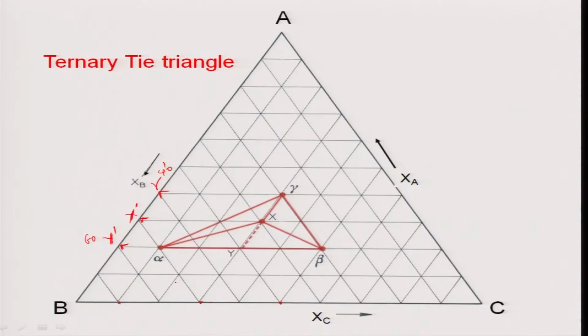Once you have 4 phases, things will be very, very complex. Actually, you can use 2 tie triangles to do that, but let us not discuss it, because I do not want you to get confused.